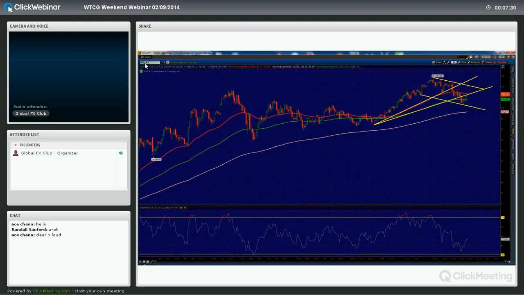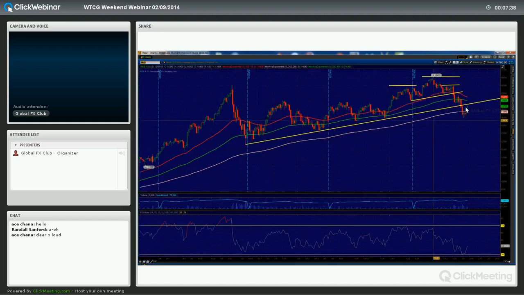The reason that I'm not looking to get super long dollar yen is that the Nikkei is about to hit some pretty solid resistance. We had a pretty strong down move from the 16,450 highs, touched 14,000, and bounced off there. Now we're coming up to retest the backside of this broken trend line.